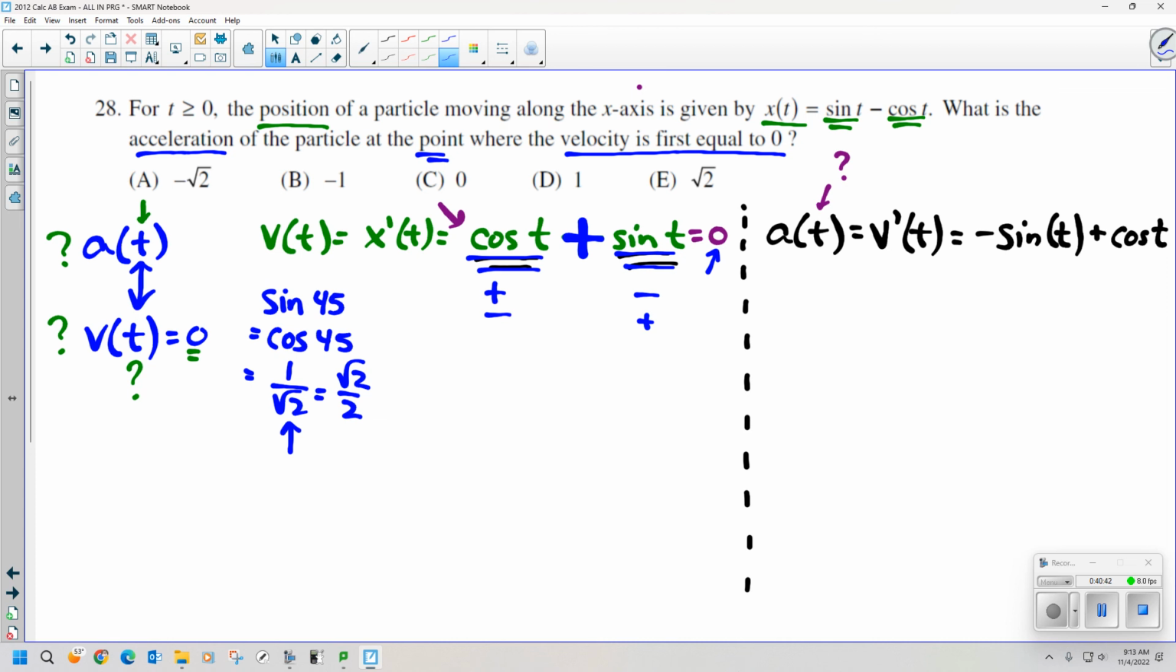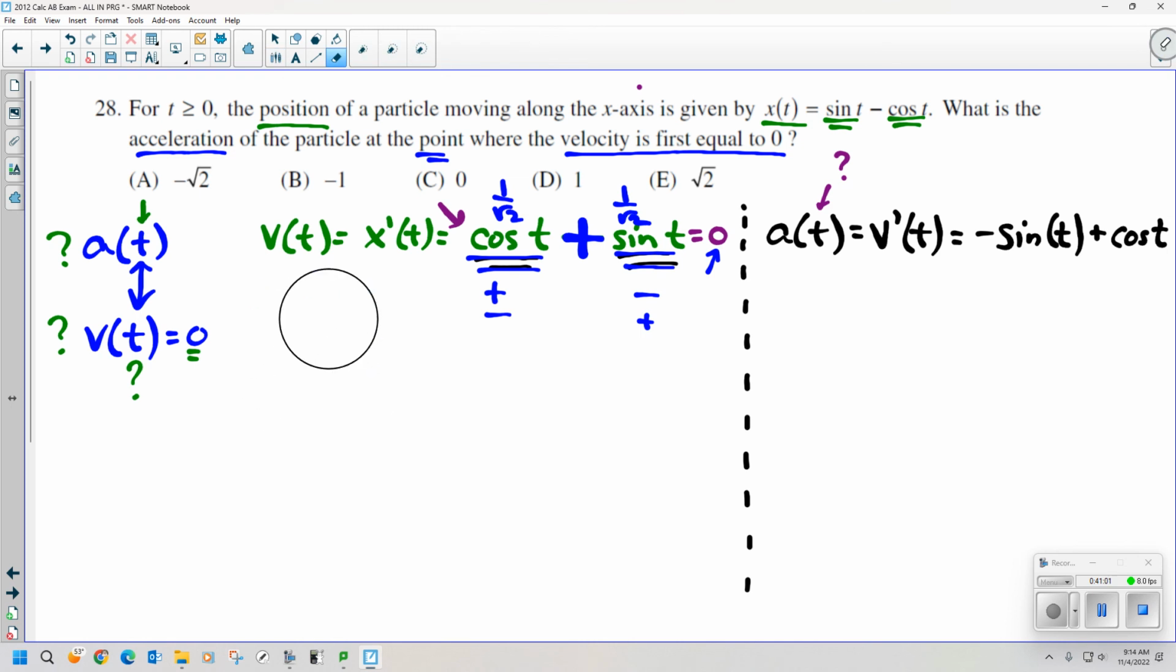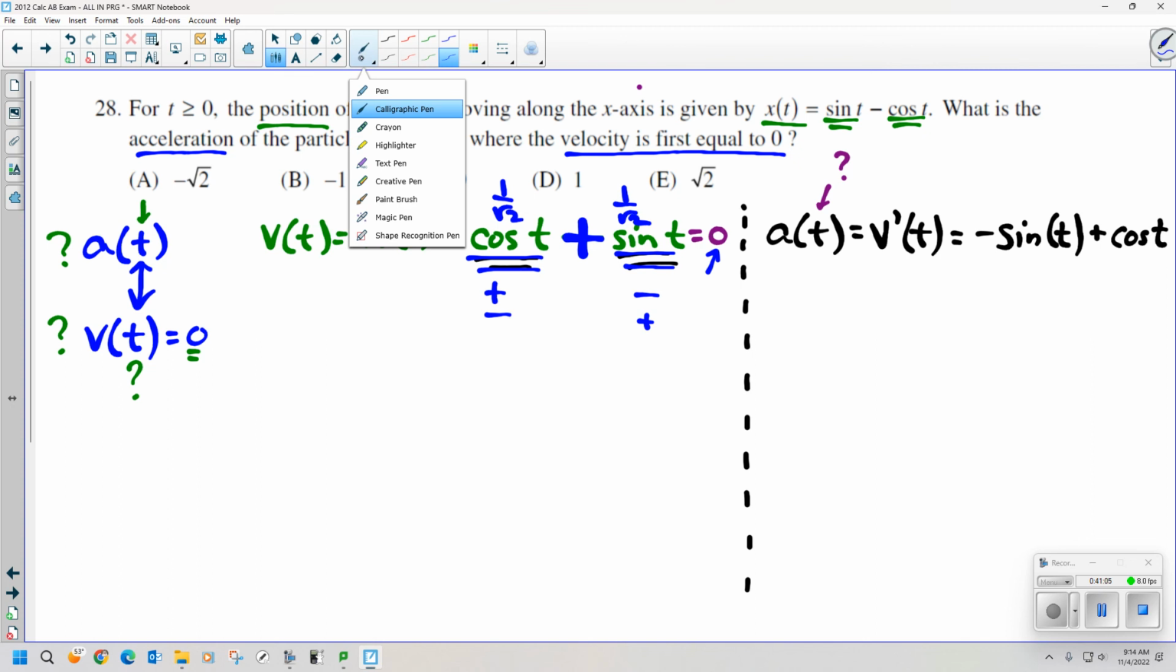Okay? So they're the same at 45 degrees, but I don't want to just put 1 over radical 2 plus 1 over radical 2. That would end up being 2 over radical 2, not 0. One of those values should be positive and one should be negative. This is where I look at the graphs, okay? And I'm going to show you what I'm talking about right now. Oh, right there.